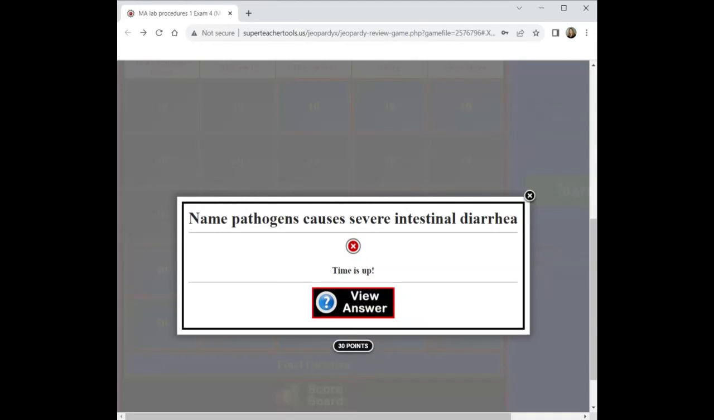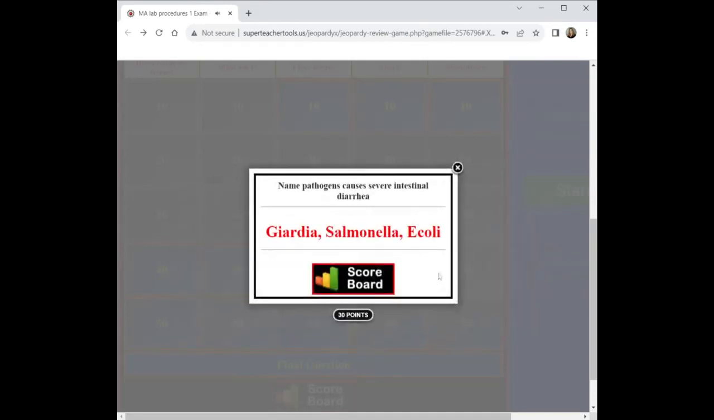Name pathogens that cause severe intestinal diarrhea. Like 2 is fine. Vibrio cholerae. Okay. And oh my god, what is the other one? We were just talking about it. There's one that swims in the streams. You drink it. Giardia. Correct. Yep. Giardia, Salmonella, E. coli, those all cause diarrhea.